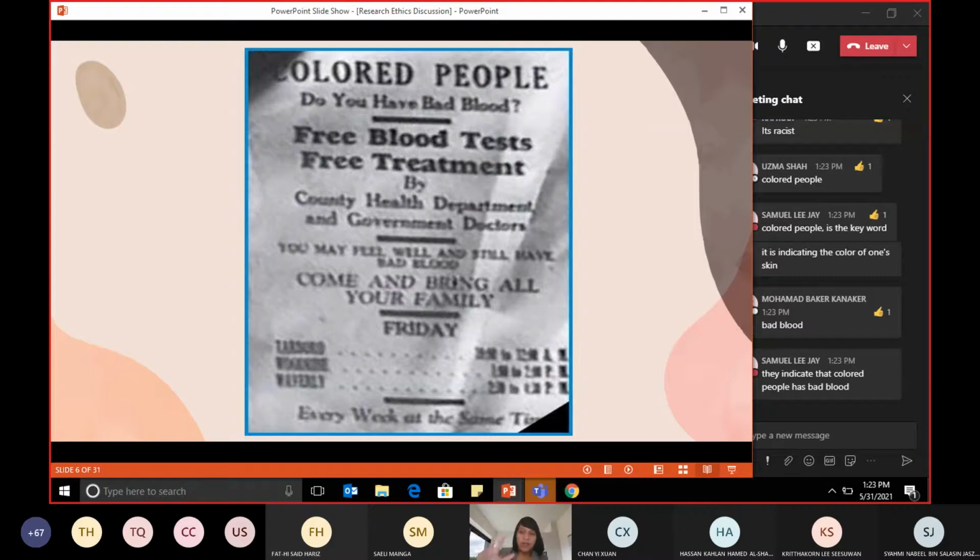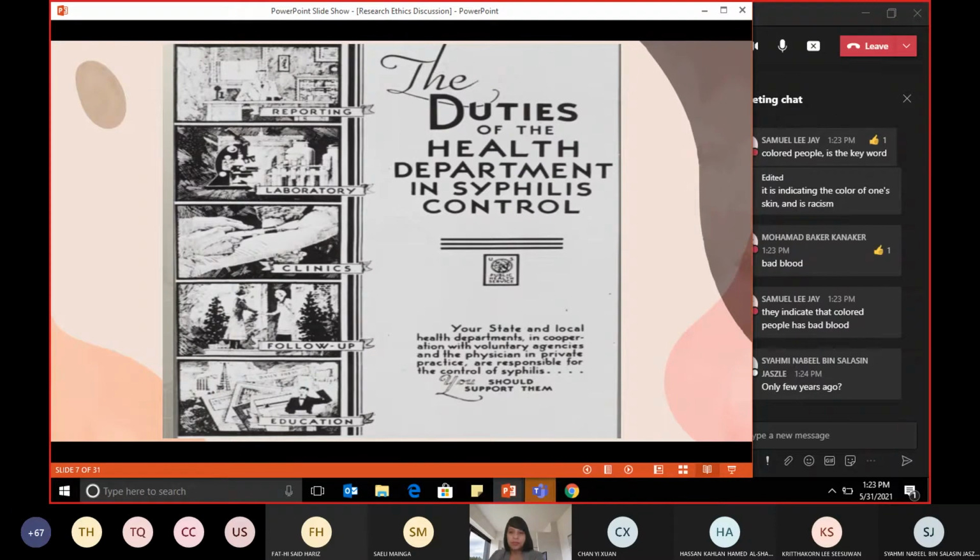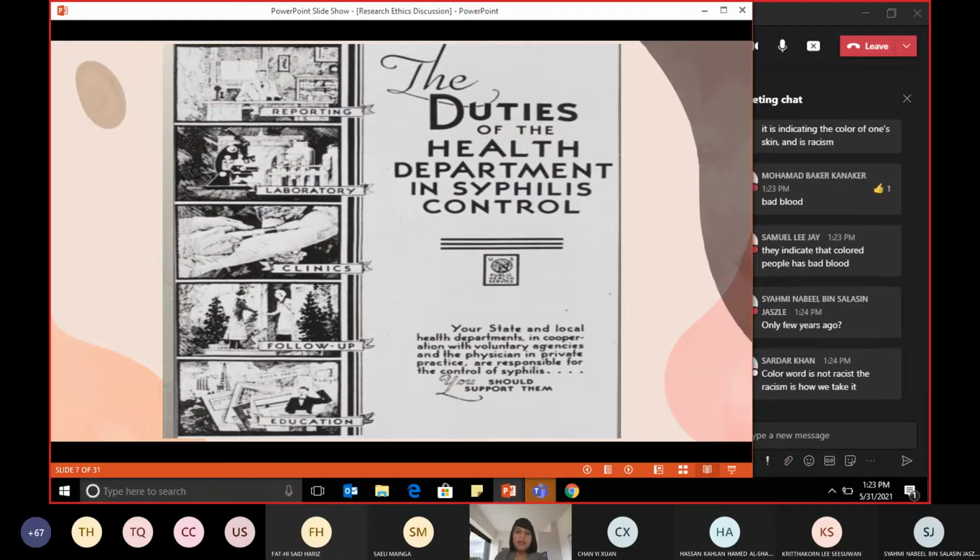So this is a real flyer. This is a real case. This flyer was actually distributed to a lot of people within a community, and they wanted to conduct the duties of the health department in syphilis control. Not a few years ago, but I think more than 30 years ago.